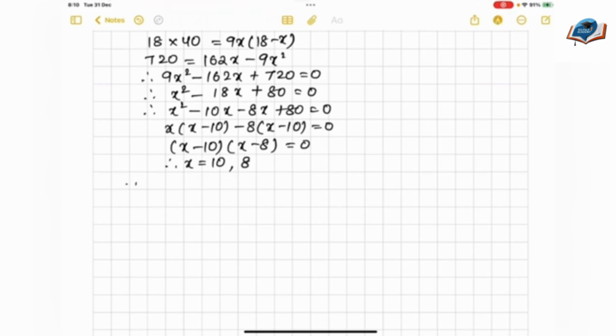So therefore x equal to 10 or 8. So therefore numbers are 10 and 8.